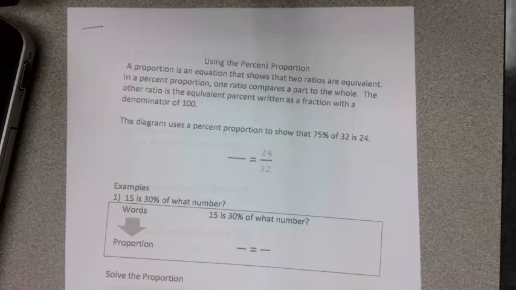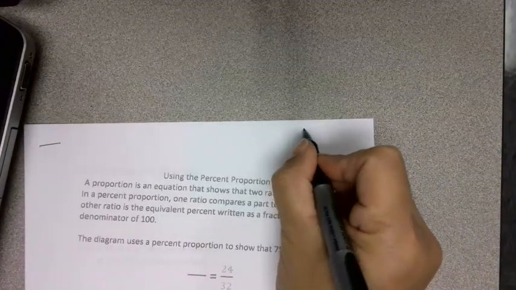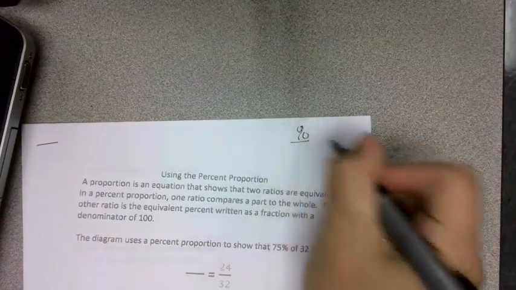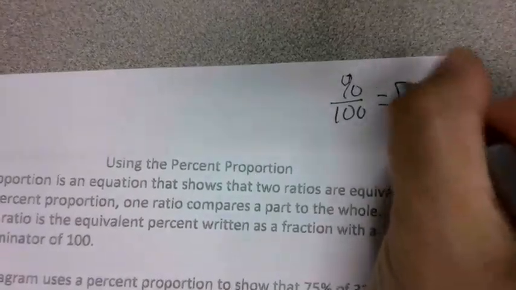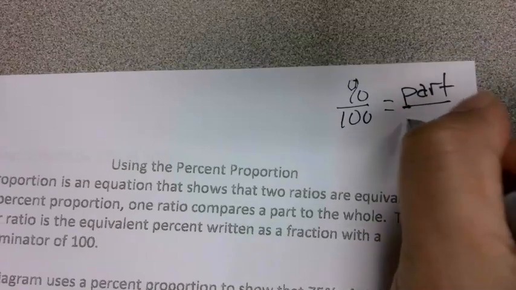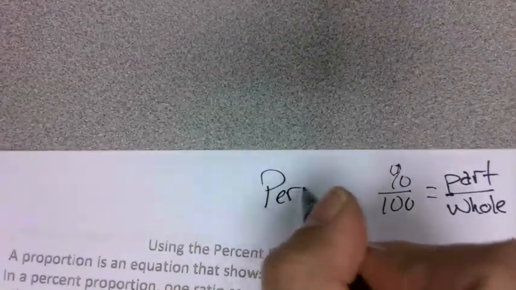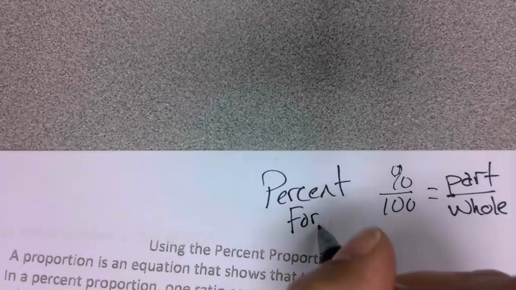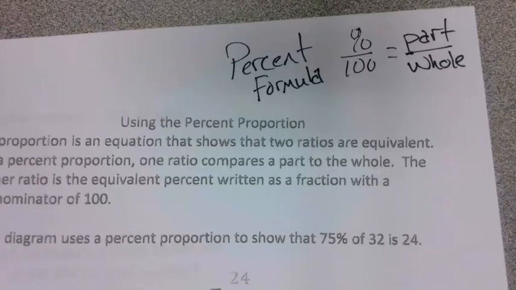So today we're going to talk about finding the percent proportion, and we are going to use a formula called the percent formula. The way you do it is you have your percent, you put it over 100, and then you're going to find an equivalent fraction that is your part of the number out of your whole. Okay, so this is going to be your percent formula. And this is going to help you figure out any number that you don't have.